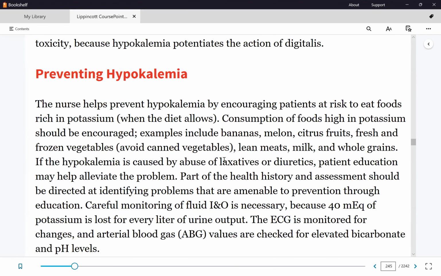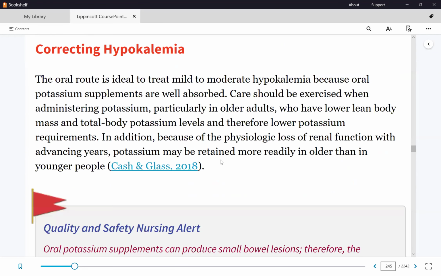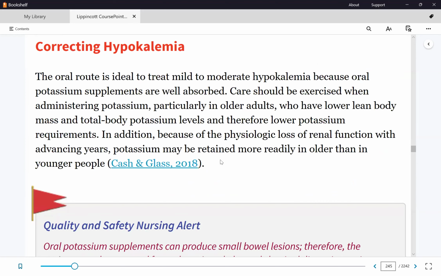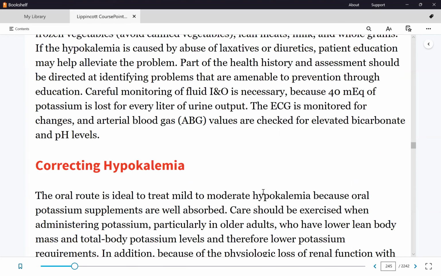Now, prevention, of course, is the best. We should not have had low potassium in the first place, but different circumstances. Some people do sustain hypokalemia, for one reason or another. So these are your prevention measures. I won't read it for you.